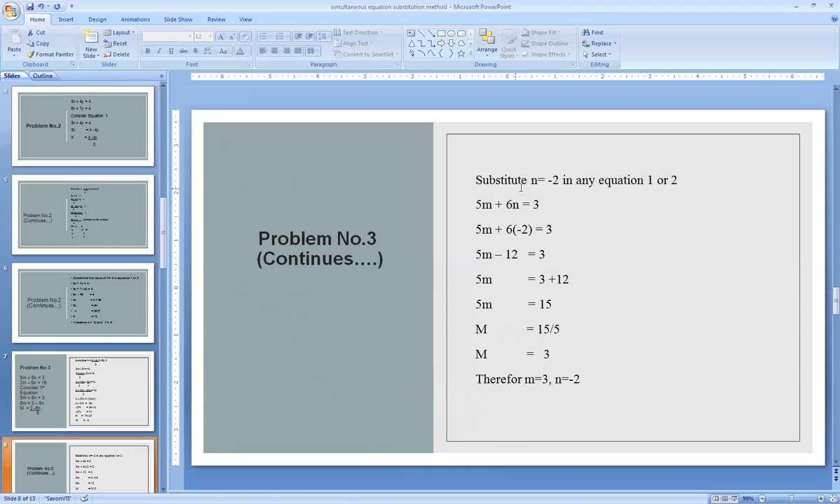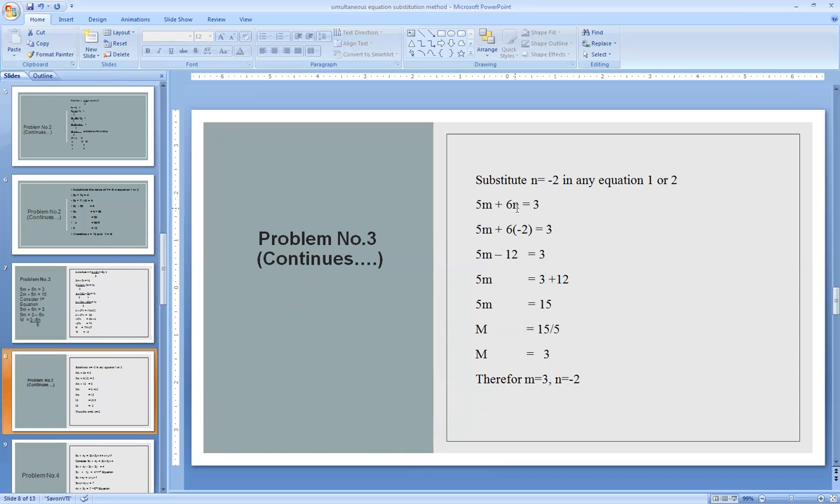Now we have to substitute n equals minus 2 in either equation 1 or 2. So we have substituted the values in the first equation. So the first equation is 5m plus 6n equals 3. Where there is n, we should write minus 2. 5m plus 6 into n value is minus 2. Substitute the value there in the equation, equals 3. 5m plus into minus is minus, 6 2s are 12, equals 3.